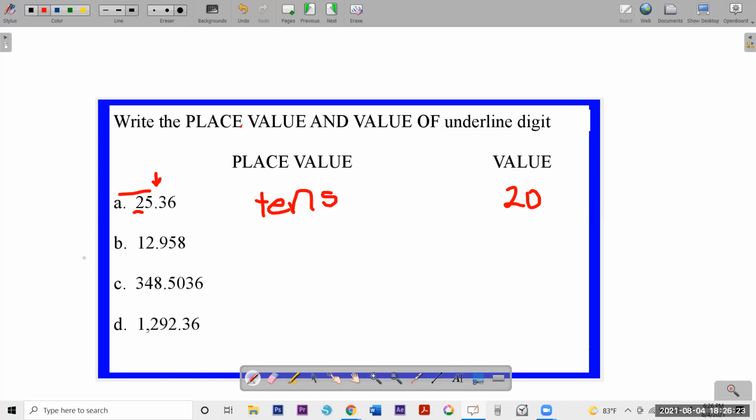All right, so let's do the second one together. But guess what I am going to do now? I am going to underline a digit in the decimal place. Anybody want to volunteer? What place value is the 5? What place value is the 5?